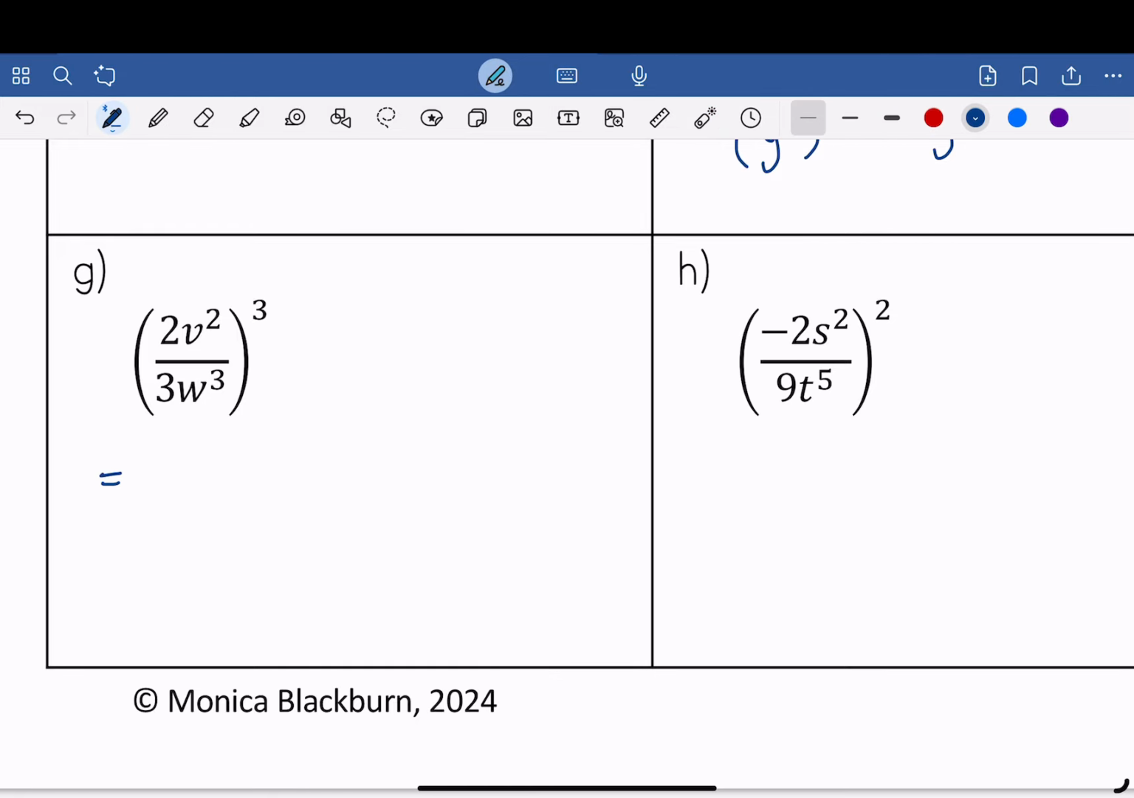So that is equal to 2 to the power of 3, V to the power of 2 times 3, over 3 to the power of 3, W to the power of 3 times 3, which is equal to 2 to the power of 3 is 8, V to the power of 2 times 3 is 6, over 3 to the power of 3 is 27, and then W to the 9.